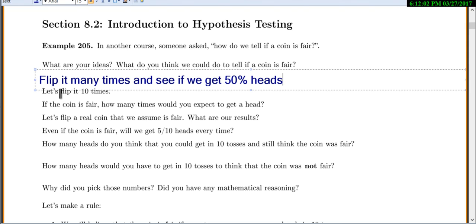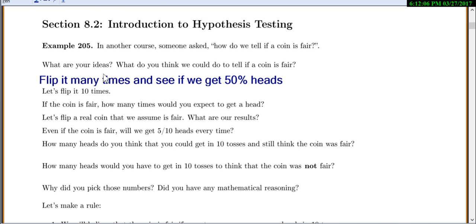Now, just to make things a little bit easier on ourselves to do this brainstorming, let's say we're going to flip it 10 times. Not as accurate as doing it 1,000 or 1,000,000 or a zillion times, but just 10 because we can actually compute those probabilities. Now, if the coin is fair, how many times would you expect to get heads? 5, right?